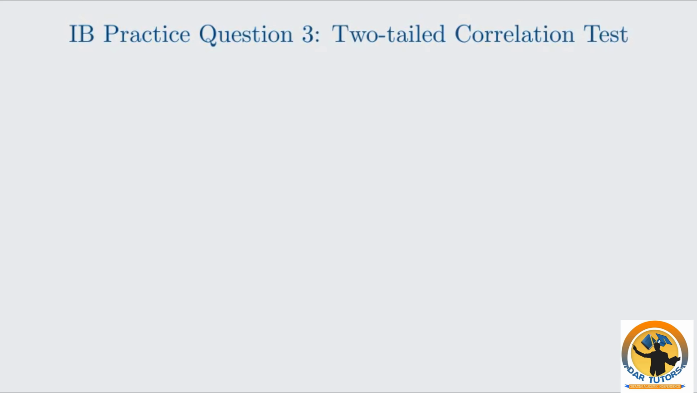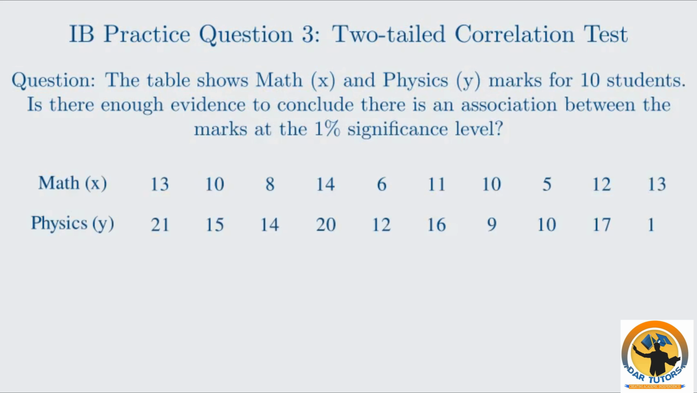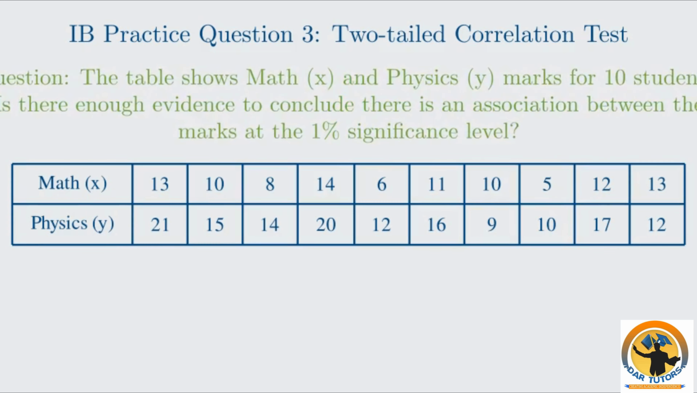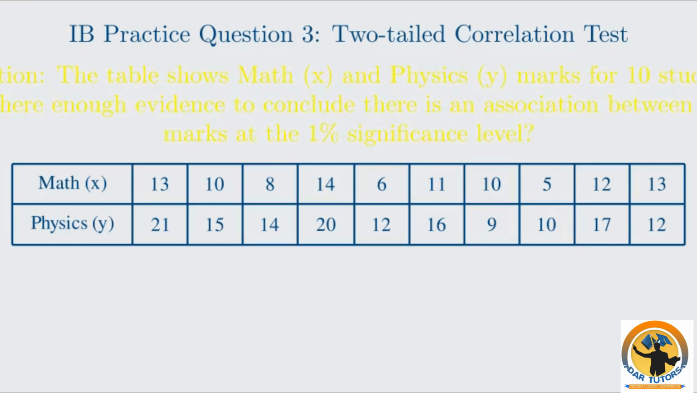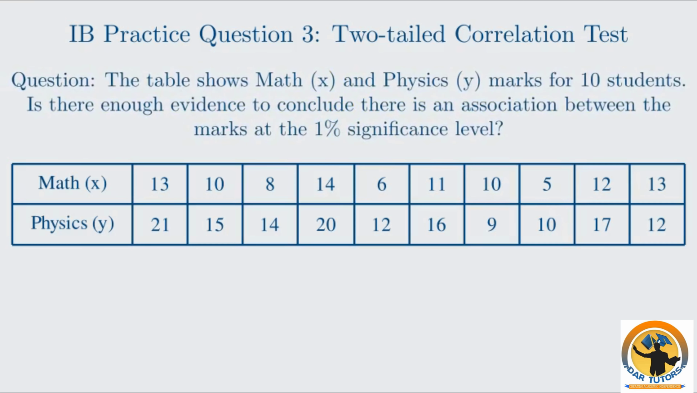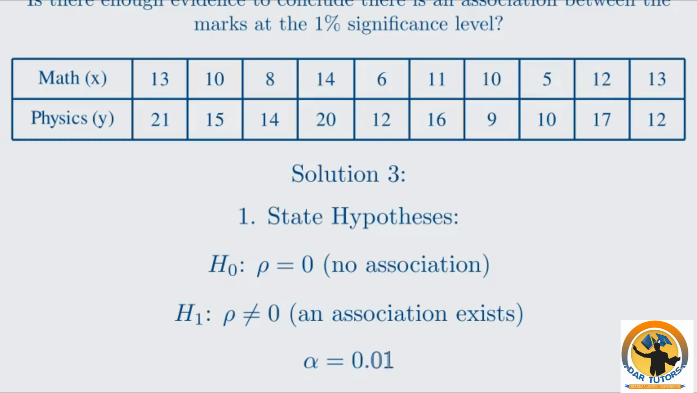Let's work through another IB-style question on correlation to reinforce the two-tailed test. The following table shows the scores of 10 students in a mathematics test and a physics test. We need to test for any association between the scores at a 1% significance level. The keyword association tells us we're looking for any linear relationship, positive or negative, which means this is a two-tailed test. Step 1. Hypotheses. H0, rho equals 0.